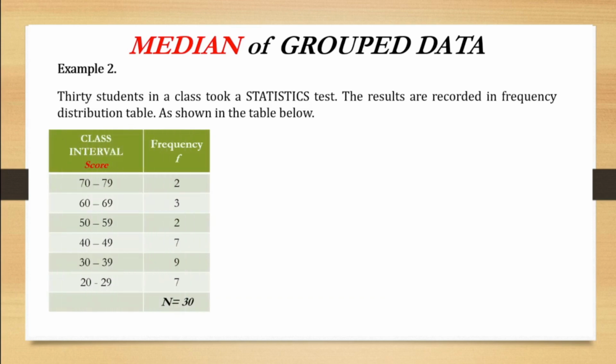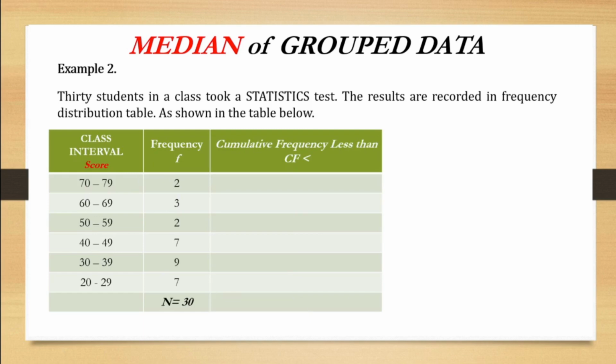Okay, example number 2. 30 students in a class took a statistics test. The results are recorded in a frequency distribution table as shown in the table below. So this is our class interval and the frequency of each class interval. First we need to construct and complete the column for the cumulative frequency less than.